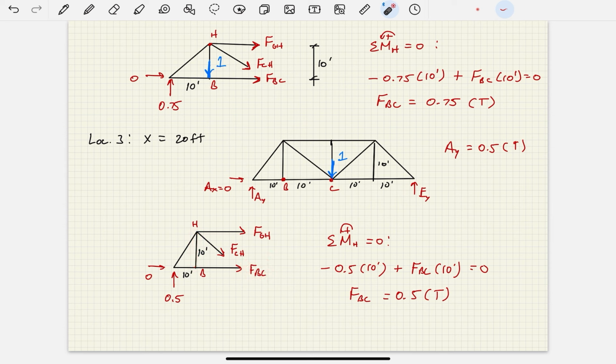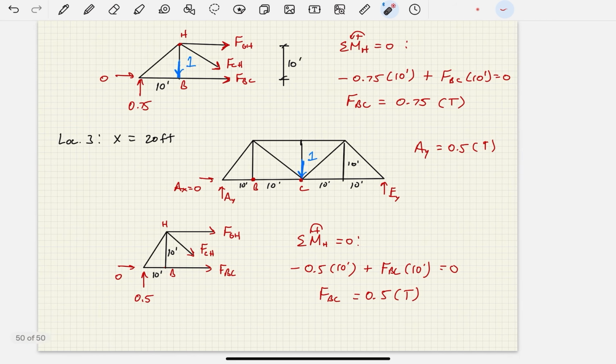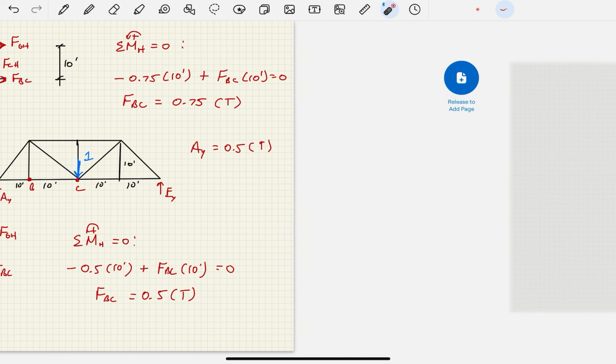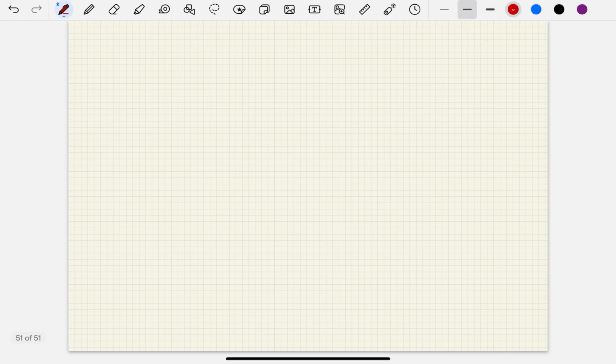Well, I move along to location 3 and location 4, okay? I'm sorry, location 4 and location 5. This is location 3. All right, so moving on, we're going to say location 4, X is going to be 30 feet, all right?